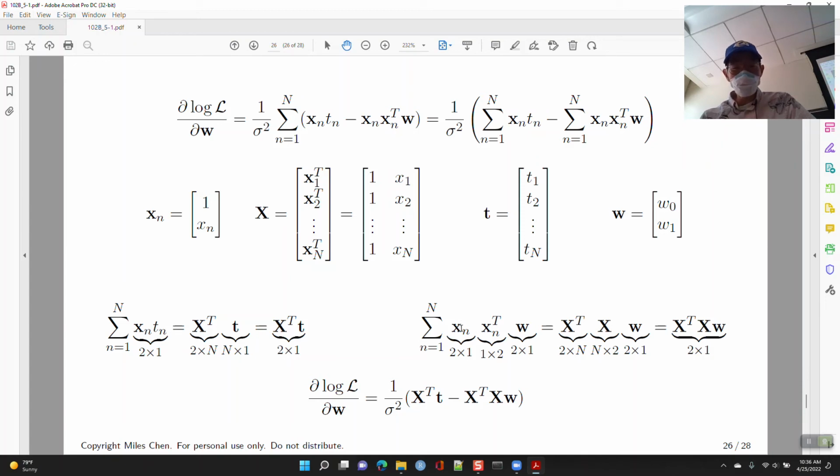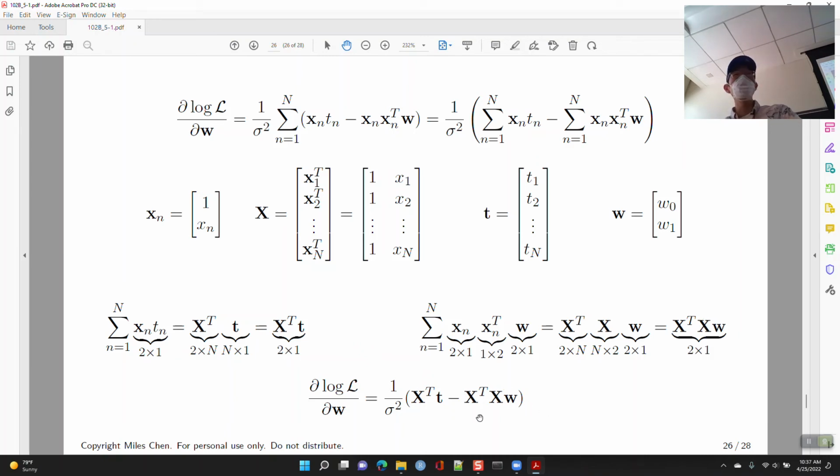If I expand this, drop the n, so rather than the summation of all of these things, each of which is 2 by 1, I'm going to drop the subscript n. This can become X transpose, this can become X, and the W can just remain W. And if I have X transpose XW, that also is 2 by 1, right? So it is okay going from the summation of xn tn and the summation of xn transpose W to just big X transpose T and big X transpose XW, right?